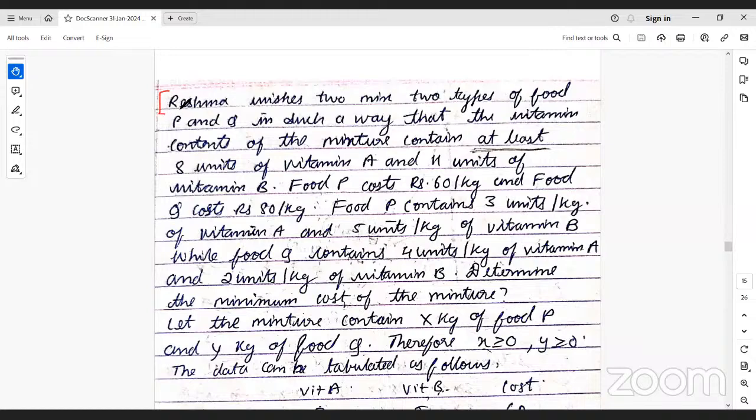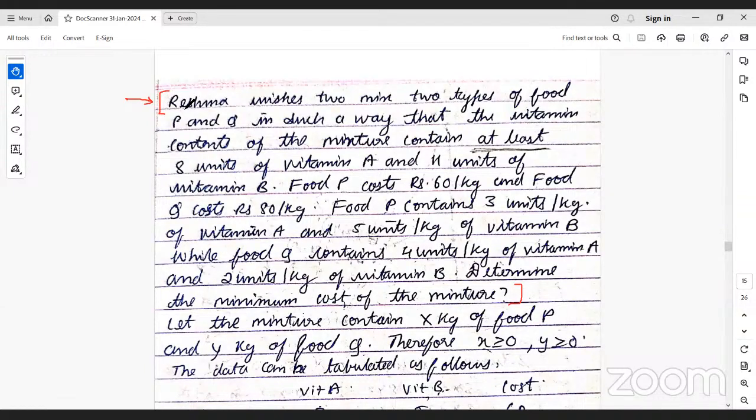See, Reshma, this is the given question. First we will read the question, and in the question each and every piece of information will be given. You just need to first identify what we need to consider as x and y. Once we identify the variables x and y, you can easily write down the constraints and the required equations.